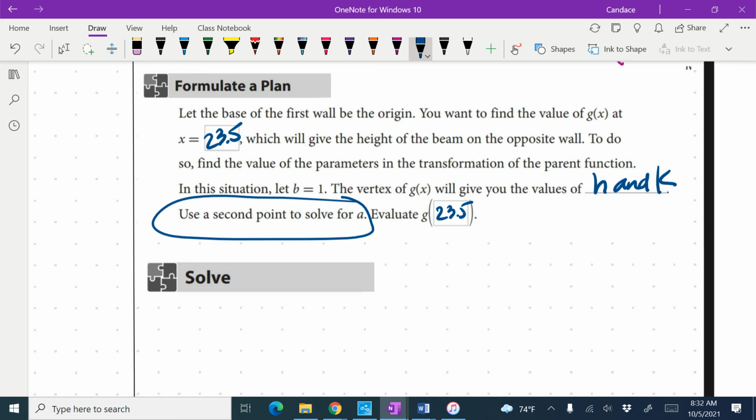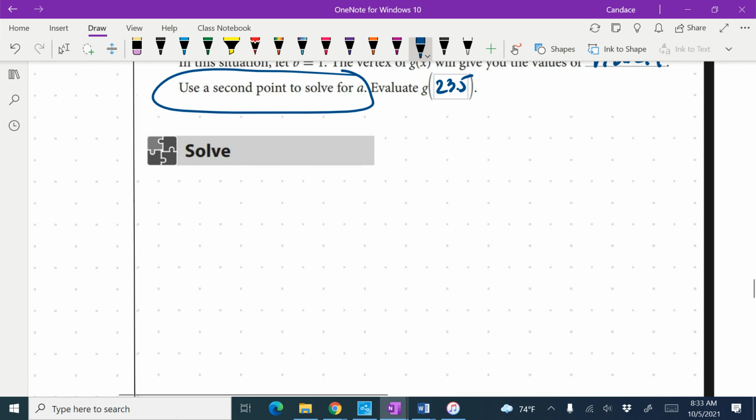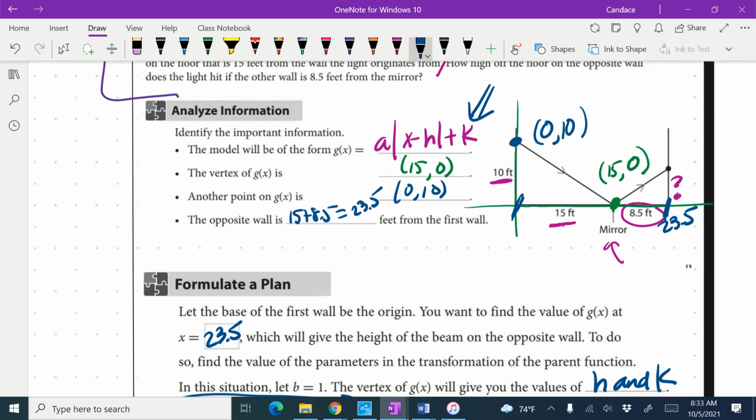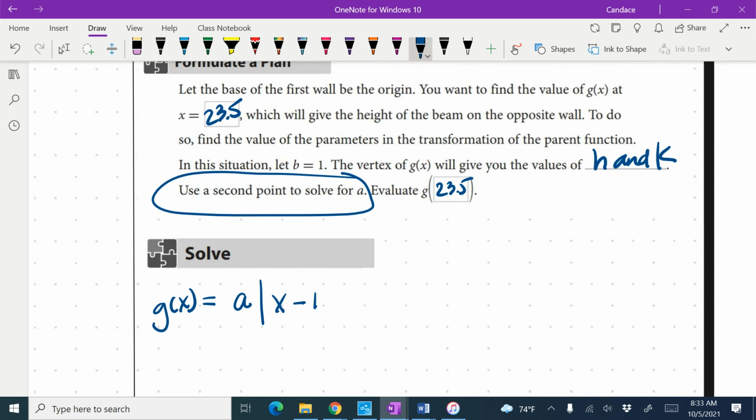All right, first thing we've got to do is write our equation. I pulled all of their instructions out. So we're calling it, they said g of x. So g of x equals a, we don't know a yet, we're going to figure that out, times the absolute value of x minus, okay, what was our h value? We figured that out earlier. We were looking at the vertex. So what's our h value? 15. What's my k value? 0. So do I really need to write that? No, I could just leave it as this.